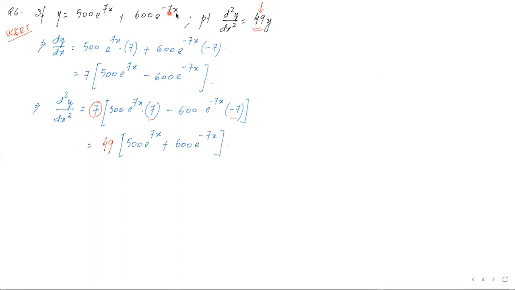Now you compare the original function, 500 e power 7x plus 600 e power minus 7x. This is 500 e power 7x plus 600 e power minus 7x. This is the same function we obtained. As in, the next step, we can write it as 49y. So this is what they asked us to prove: d2y by dx square is 49 times y.